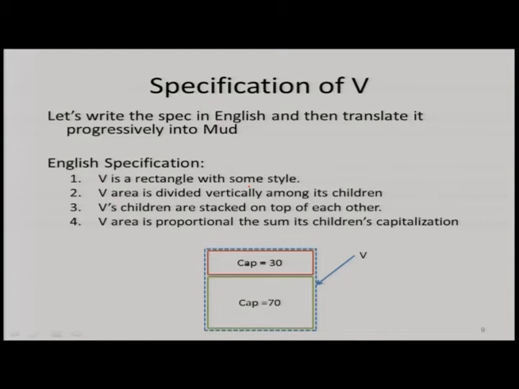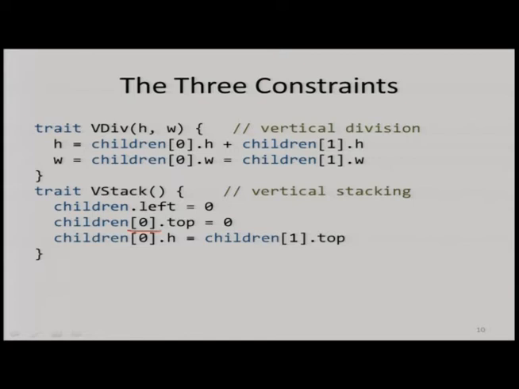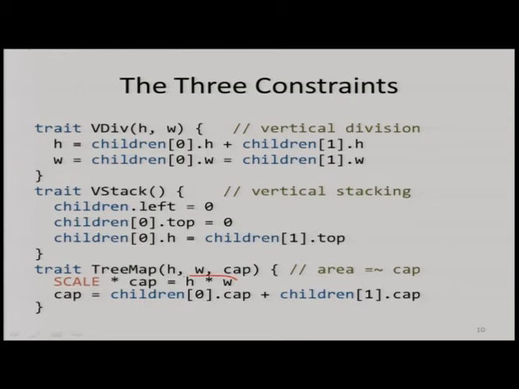So how do we write it in the language? Well, the first constraint is here. Essentially, it says we have a vertical division, that the height is the sum of children's heights, and the width of the parent equals the width of each of the children. The second constraint says that there is vertical stacking. See, the first child at the top is zero in relative coordinates of the parent, and the second child, its top, equals the bottom of the first child. The height is the bottom of the first child. And finally, we say that the area, H times V, equals the capitalization times some suitably chosen constant, which we can adjust to make the map bigger or smaller. So these are the constraints.